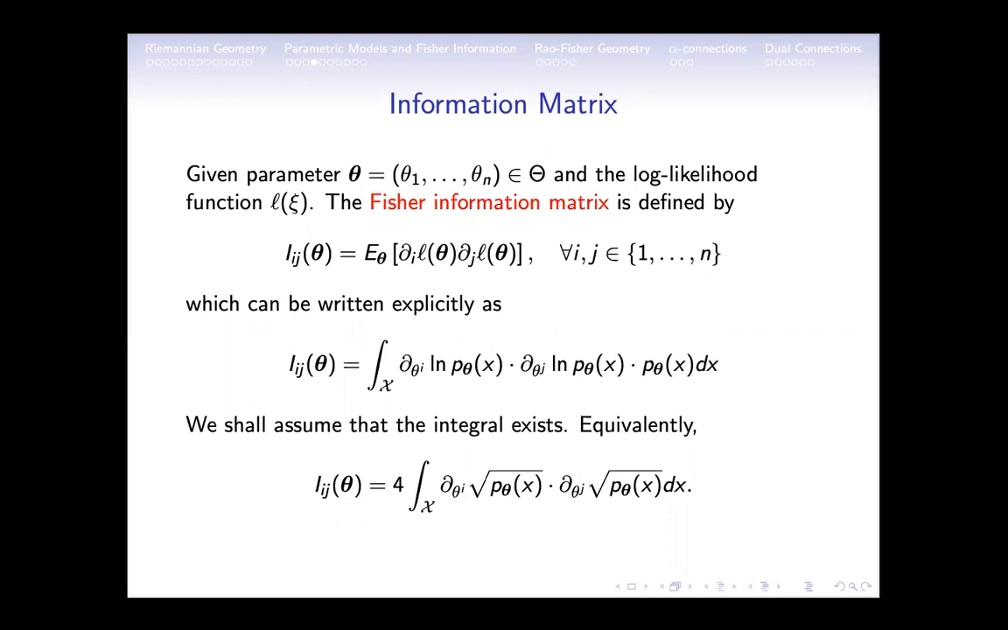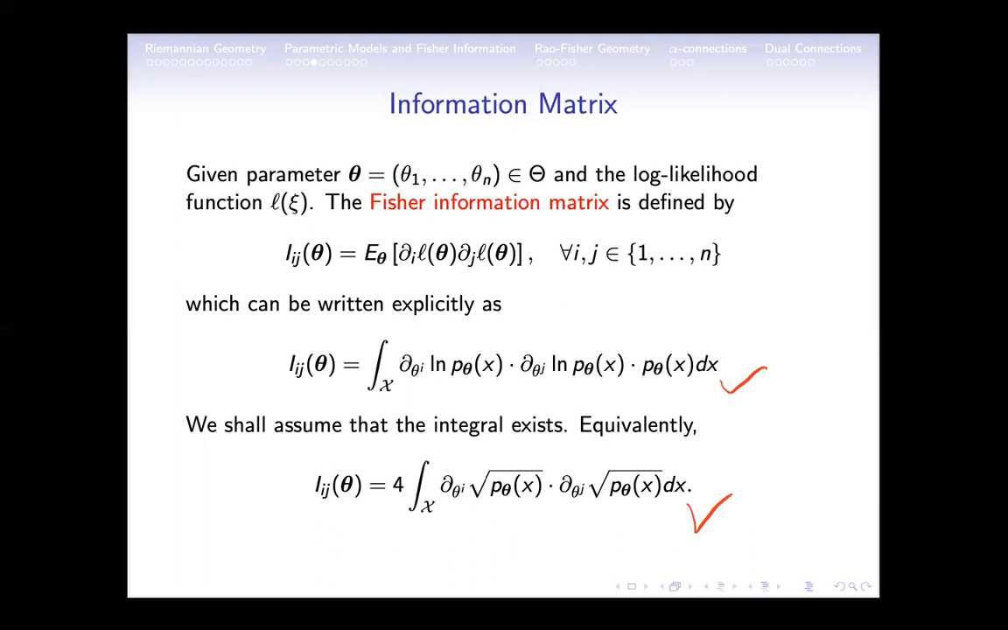This can also be written like this. We are just breaking the expectation down into integrals. If we differentiate it and do some computations, there will be 1 by p theta x, and that will be cancelled out because there is another p theta x here. So there will be 1 remaining, and finally you will get this. These are a few equivalent ways to write the ijth element of the information matrix.